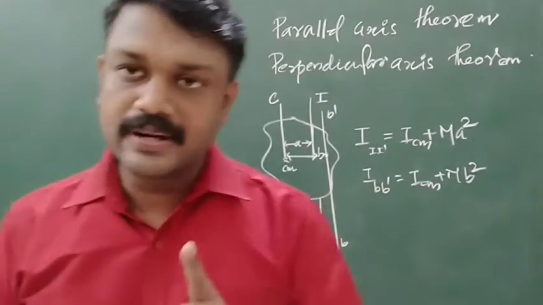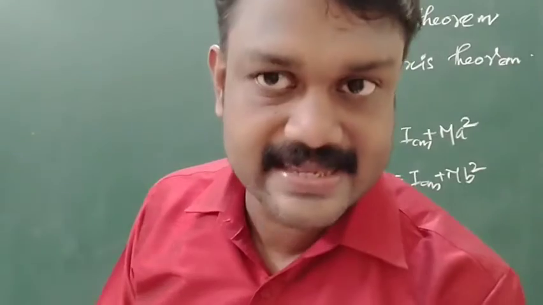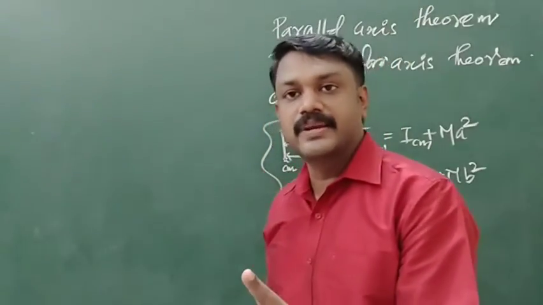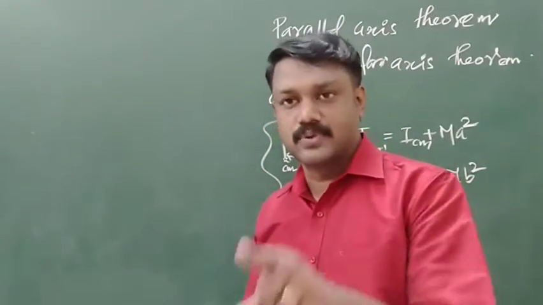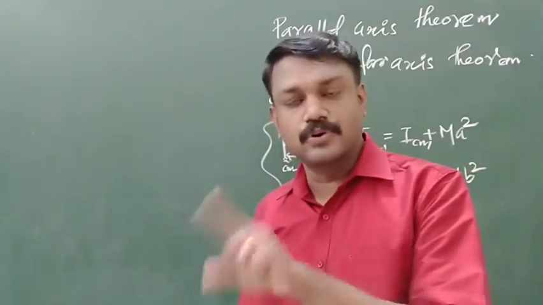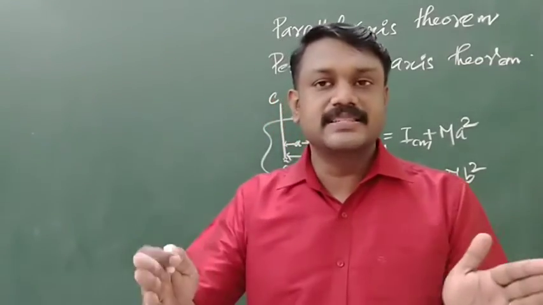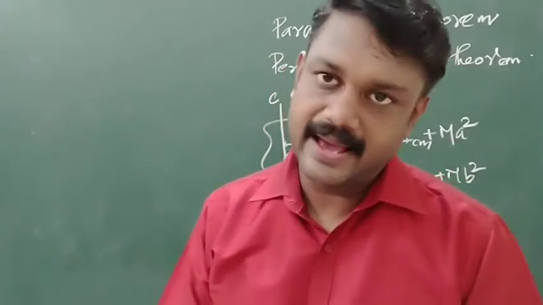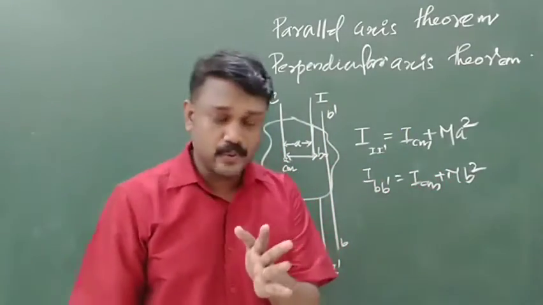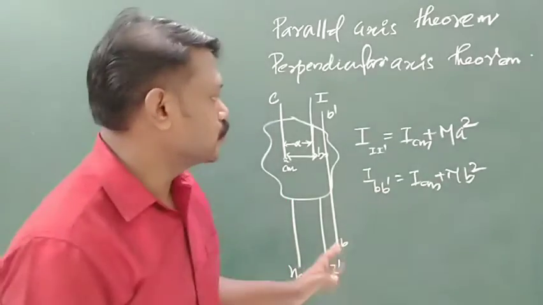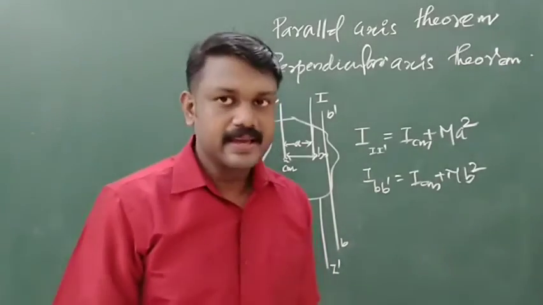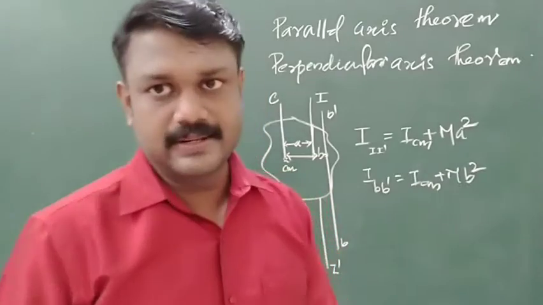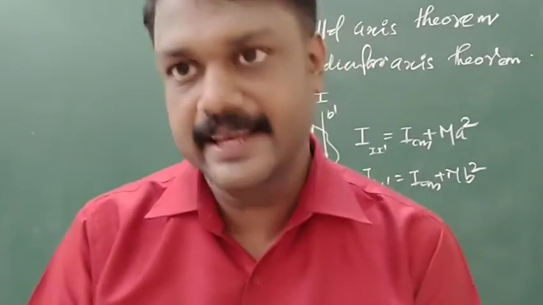So, the moment of inertia of a rigid body about any axis is the sum of the moment of inertia about an axis passing through its center of mass plus the product of total mass and the square of the distance between these two axes. That is the parallel axis theorem. Its proof is not required, only this statement you have to learn. Okay, only the statement you have to learn. So that is the parallel axis theorem.